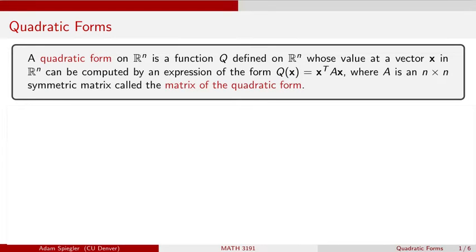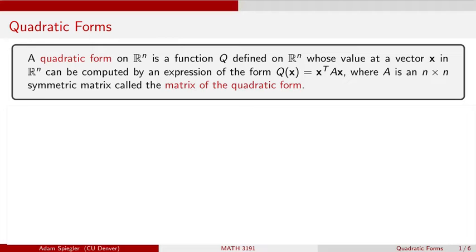And so we input a vector x into this function q, and any function q which can be defined in the form where the output is going to be defined as taking the transpose of x, so this would be like a row vector, times an n by n matrix A times the column vector x, where A is a symmetric matrix called the matrix of the quadratic form. So any function q which has this form is what's called the quadratic form. And what's important here, again, is that this matrix A is a symmetric matrix. And we call this the matrix of the quadratic form.